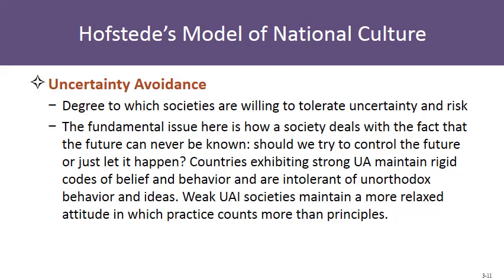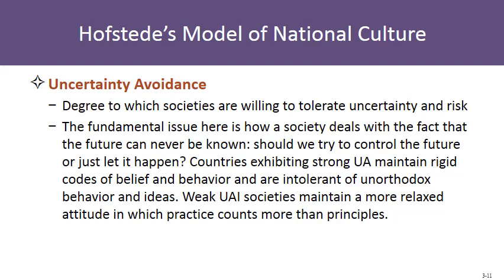Then there is uncertainty avoidance. Uncertainty avoidance is the degree to which societies are willing to tolerate uncertainty and risk. And the real fundamental issue here is how society deals with the fact that the future can never be known. Should we try to control the future or just let it happen?